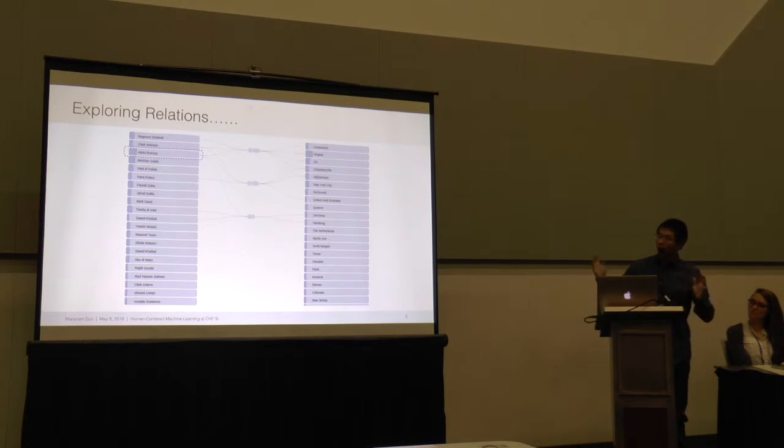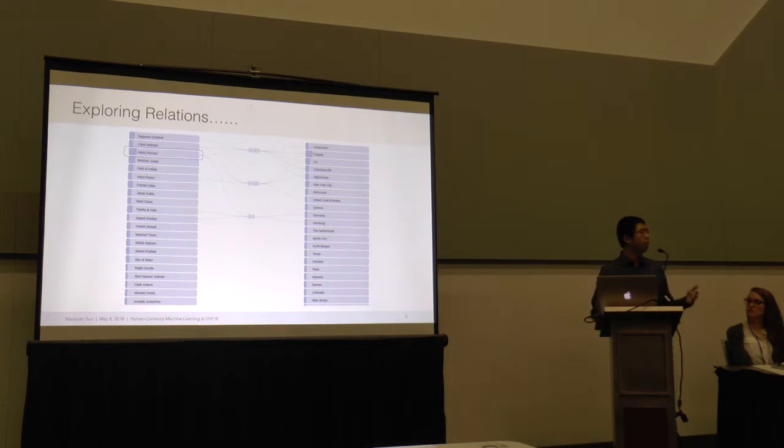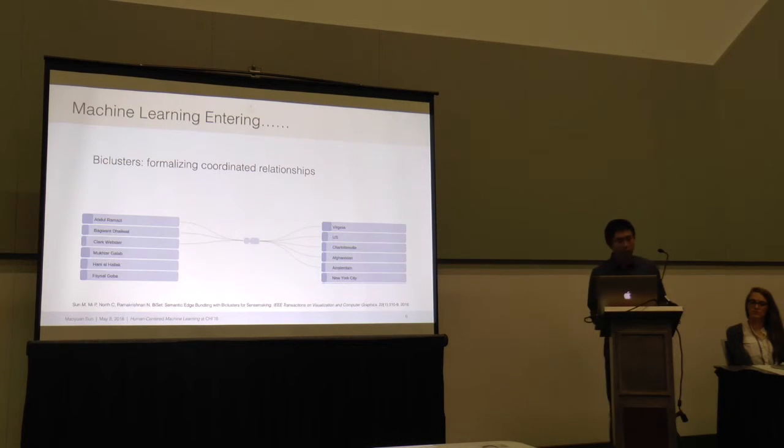So where do these groups come from? It's not from the human. Definitely a human could find that, but it might take much effort going back and forth, moving the mouse pointer to check where the groups of people are. So here comes machine learning. We could use different types of machine learning to find this particular type of relationship, the coordinated relationship. But in this work, we focus on Bicluster. So what does a Bicluster look like?